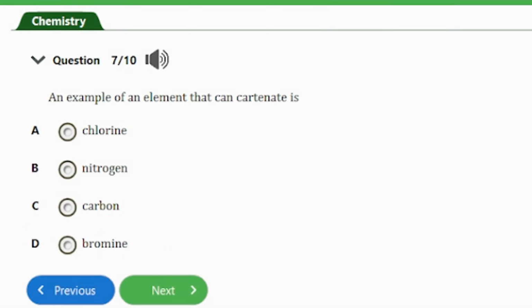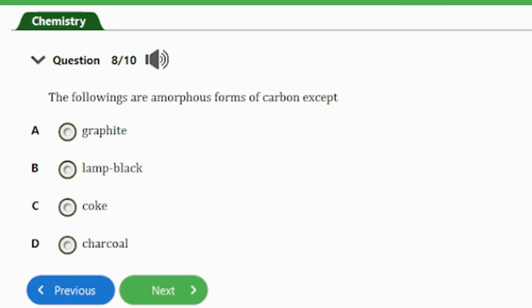That's question number 7 here. It says, an example of an element that can catenate is A. Chlorine. B. Nitrogen. C. Carbon. D. Bromine. So guys, for this question, carbon is a good example of an element that can catenate. So catenation is actually the process in which carbon atoms combine with one another to form straight chains, branched chains, or ring compounds containing many carbon atoms. So that's it for this question. Option C is the answer here. So let's consider the next question, question number 8.